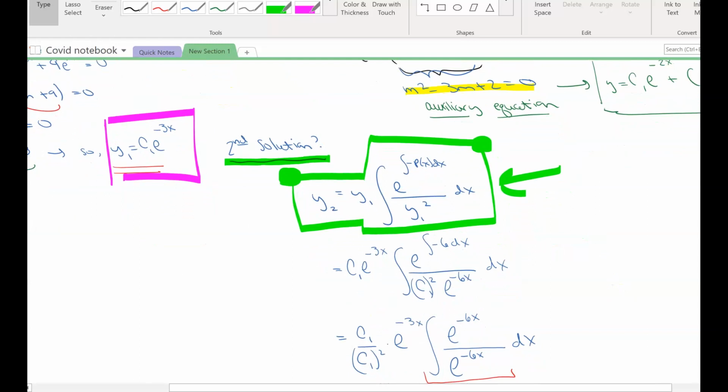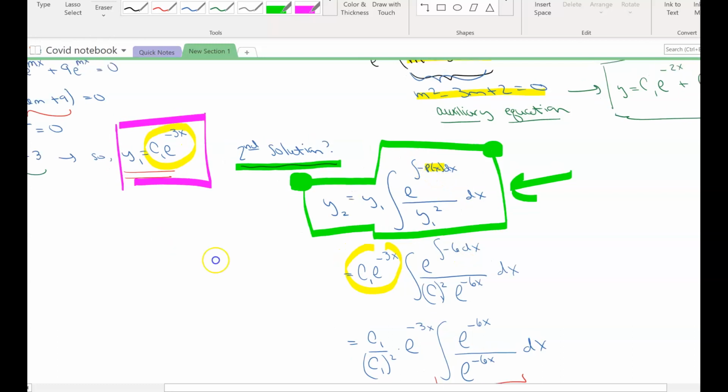So here's what I did. You have to be very careful with all my subscripts here. So here is y2. So the second solution, which is what I'm looking for, is equal to y1, or the first solution. So y1 is right here. Here is y1, times the indefinite integral of e raised to the indefinite integral of -p(x) dx. Okay, remember, we have to remember what p is.